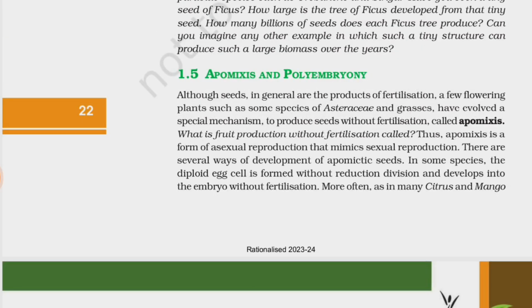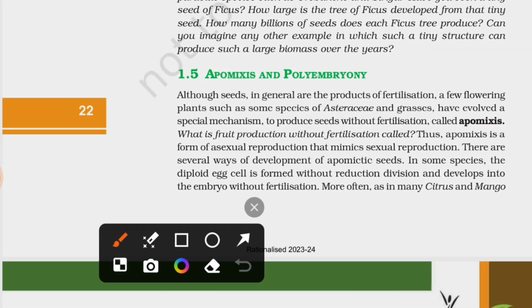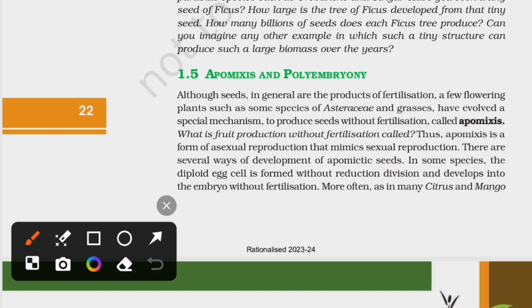Apomixis and polyembryony. Although seeds in general are the product of fertilization, a few flowering plants such as some species of Asteraceae and grasses have evolved a special mechanism to produce seeds without fertilization, which is called apomixis. What is fruit production without fertilization called? Thus, apomixis is a form of asexual reproduction that mimics sexual reproduction.